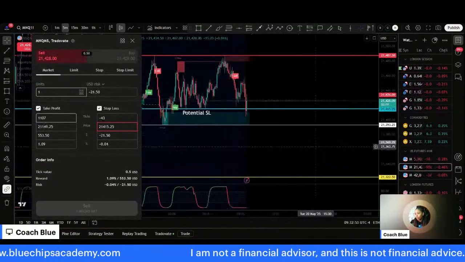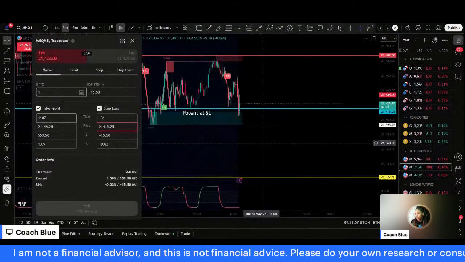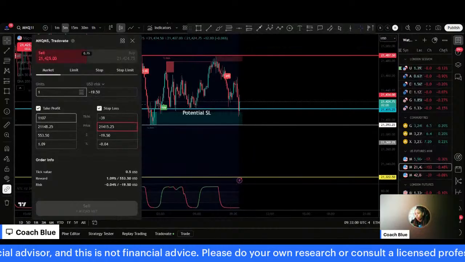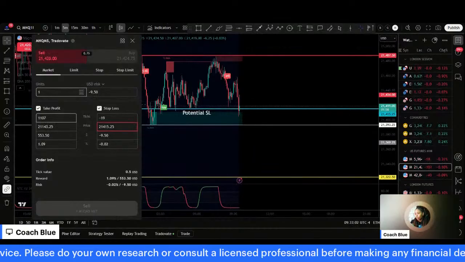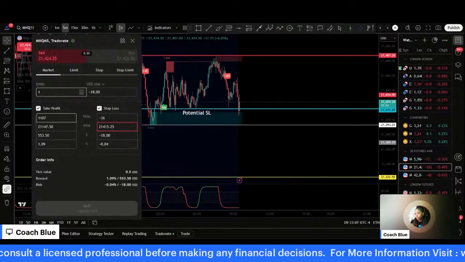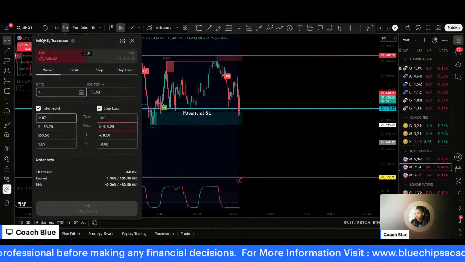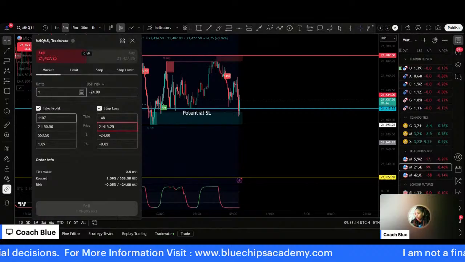All right, it looks like we're trying to find support here. Let's see. We still have 2 minutes left on this candle, though. So it's still early on this candle. So let's see what we get for this. But right now, that's what we're looking at. So let's see here.